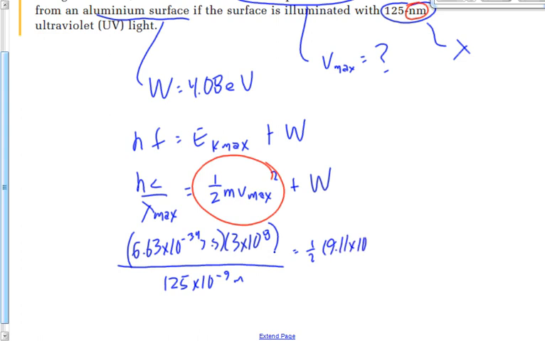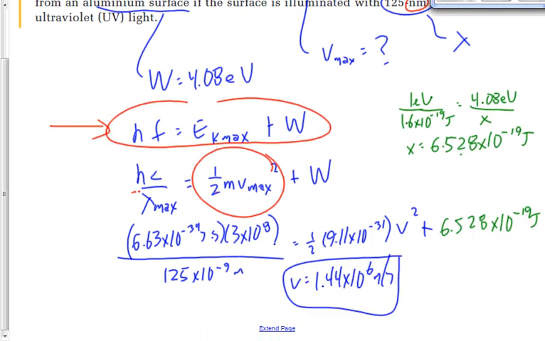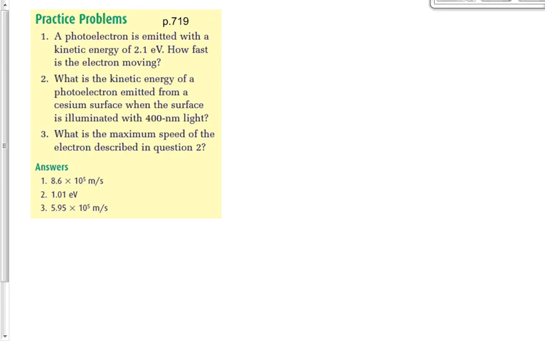And this looks a little ugly because you got a whole bunch of variables in here. And the work function, we have to convert that, right? The work function, 1 electron volt over 1.6 times 10 to the minus 19 joules equals 4.08 electron volts over x joules. We've got to find the x. I get 2.55 times 10 to the 19. Should be 10 to the negative 19, right? Take a look at those questions now, please.